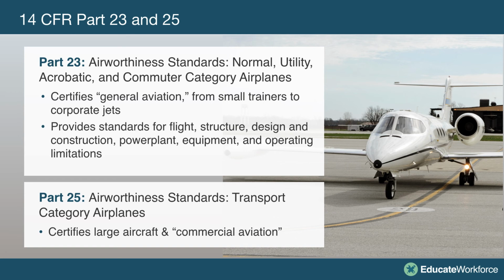Part 25 are the airworthiness standards for transport category aircraft. Part 23 kept us at 12,500 pounds and below. Part 25 is actually going to certify larger aircraft which exceeds 12,500 pounds. It's going to have some of the same requirements as we had in Part 23, but it's going to be more applicable to a larger type aircraft.